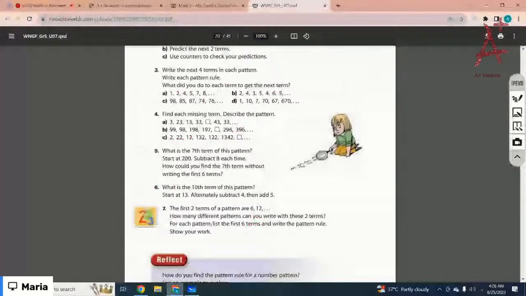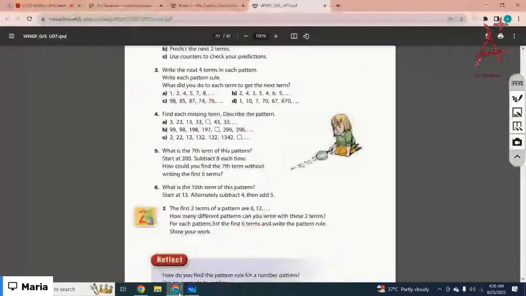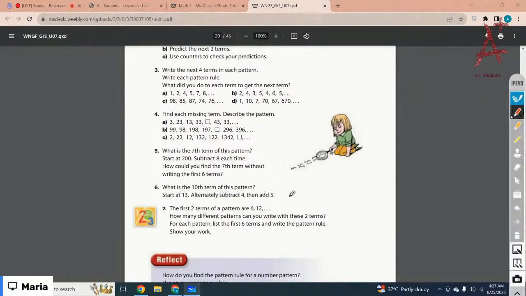Okay, the next one is, what is the 10th term of this pattern? Start at 13, alternate, subtract 4, then add 5. Okay, so start at 13. Subtract 4, 9, add 5.